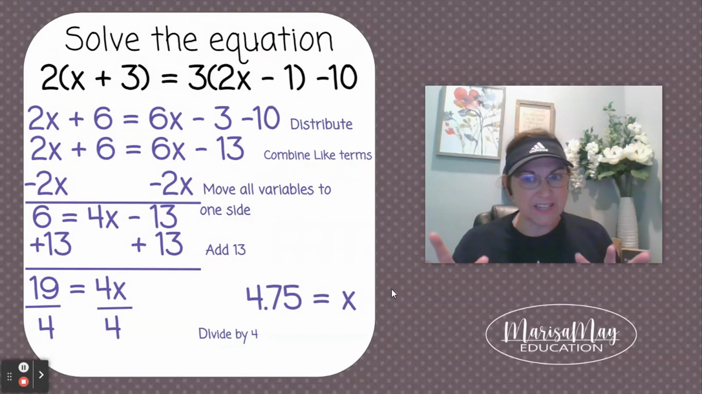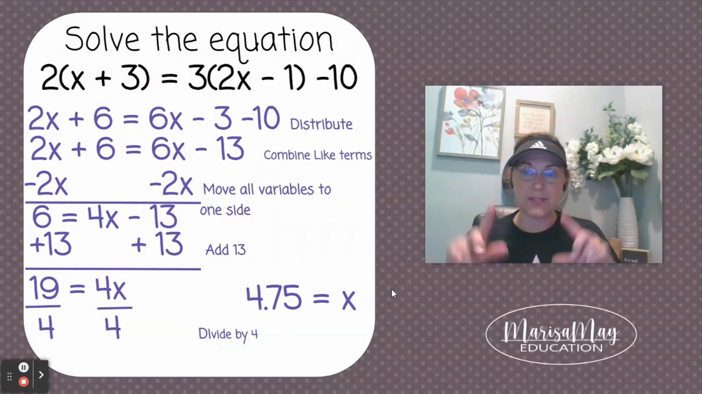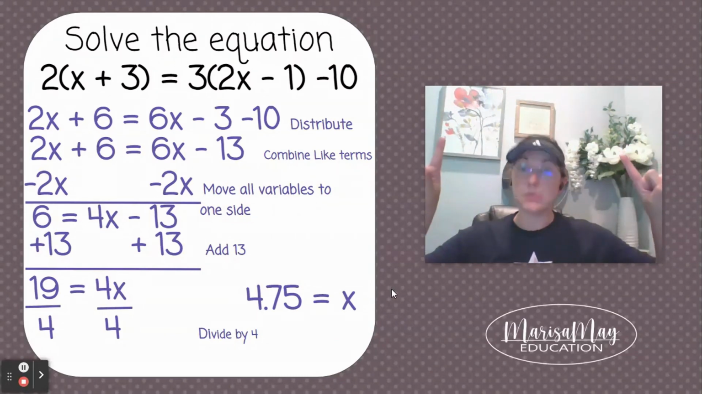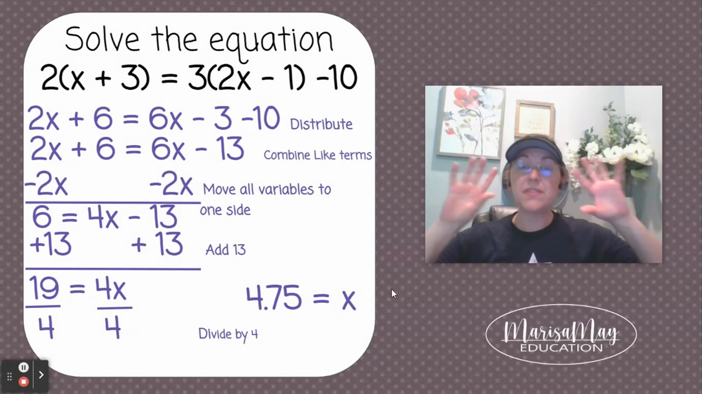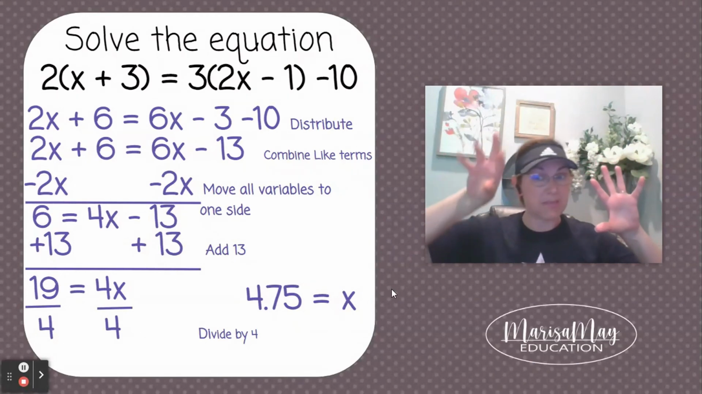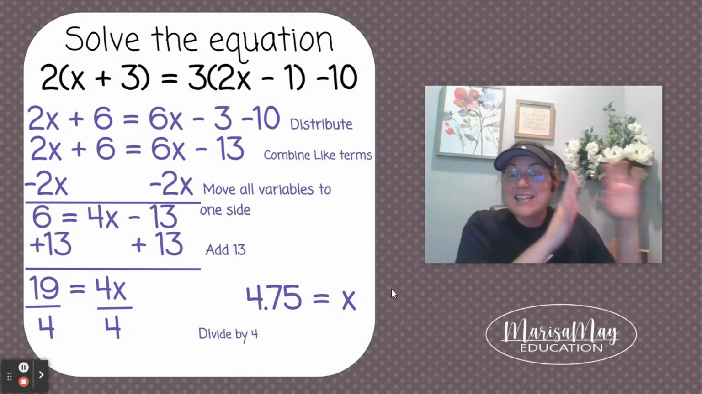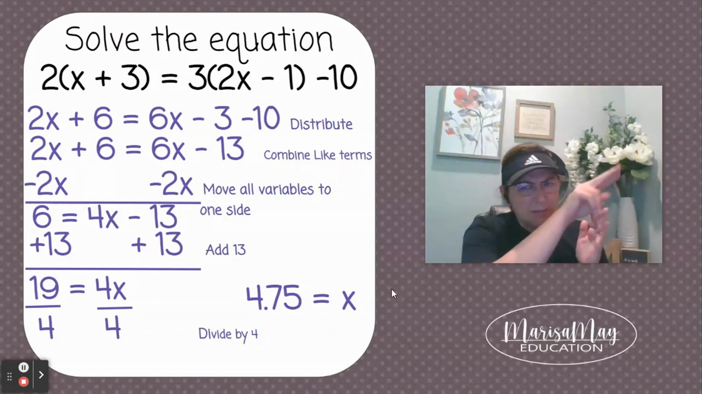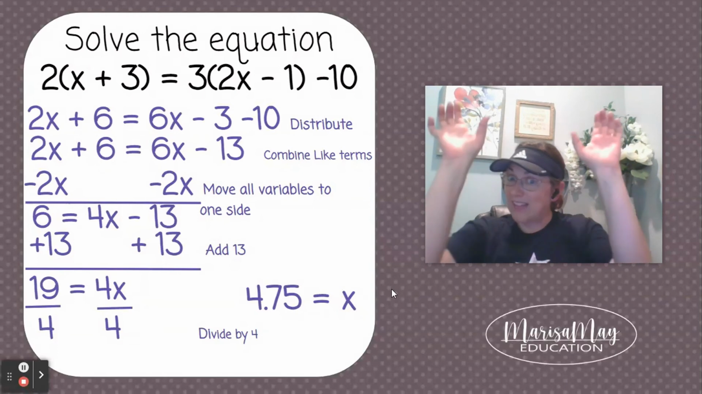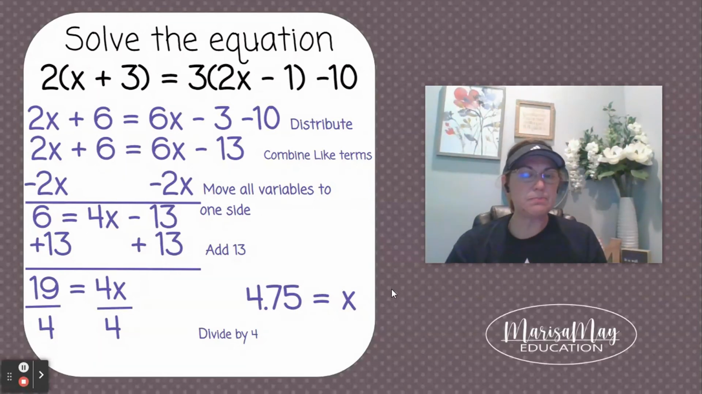Let's recap what we did in this problem because it has a lot of steps. We did a simplify step first, which was to distribute. Then we combined like terms with that minus 13 minus 10. Then we got all of the x's on one side of the equation. We did that by subtracting that 2x. If you remember, we lined it up underneath the x terms.